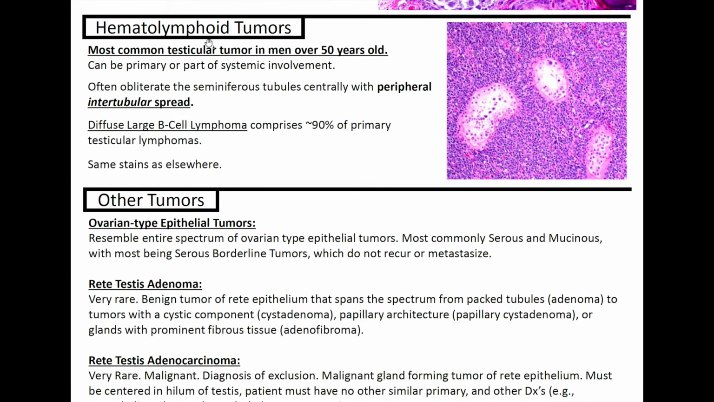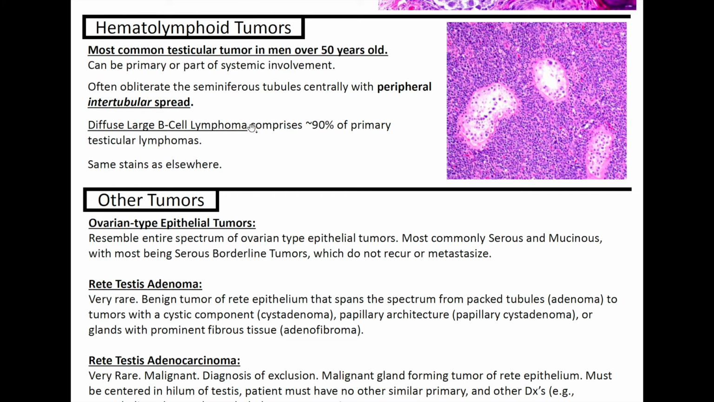Important to know, you also can have hematolymphoid tumors. This is the most common testicular tumor in men over 50 years old. They can be primary or part of systemic involvement, and they often obliterate the seminiferous tubules centrally with peripheral intertubular spread. Diffuse large B-cell lymphoma comprises about 90% of primary testicular lymphomas. It's also very prevalent in the breast. And the same stains are used for these lymphomas as are elsewhere in the body.